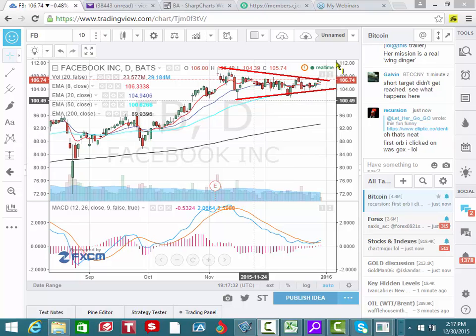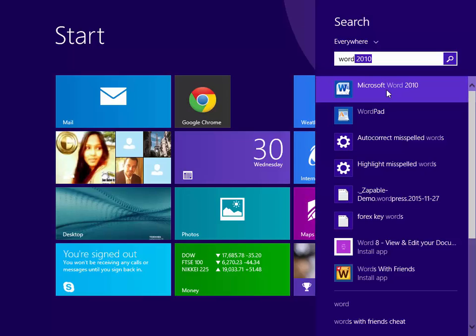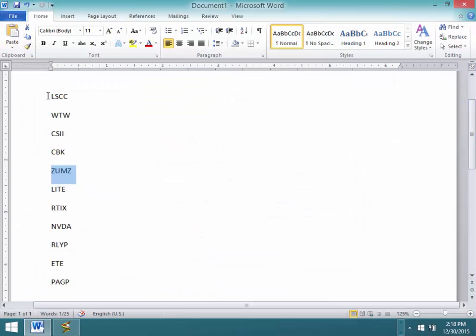And today we have a doji. So this is looking for a big breakout. Okay, actually, let me go to Word so I could type in all the trades so you have them here. Okay, so Facebook, we're going to put a 110 January 15 call.